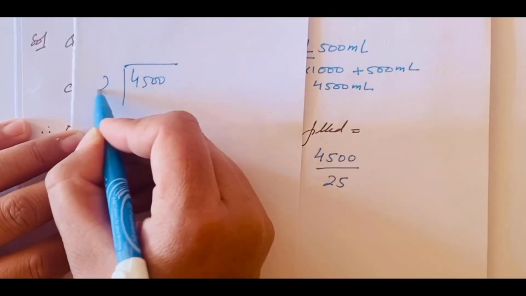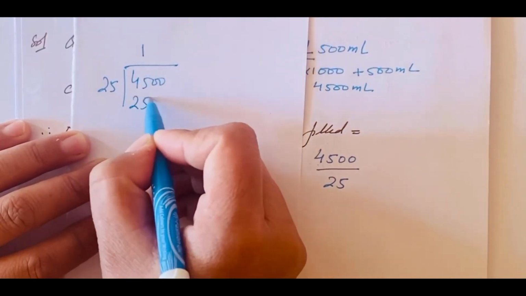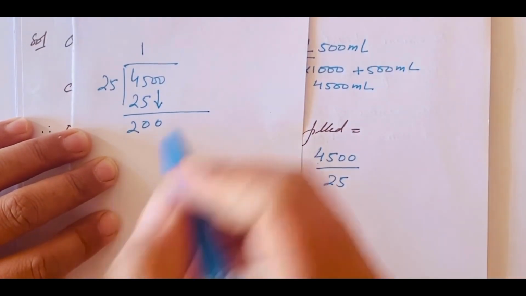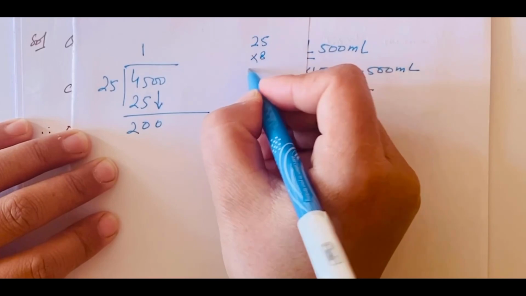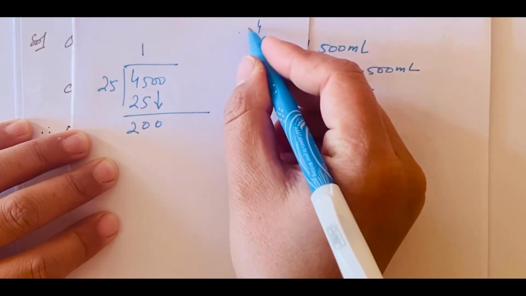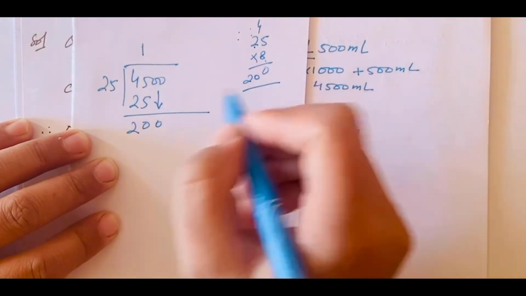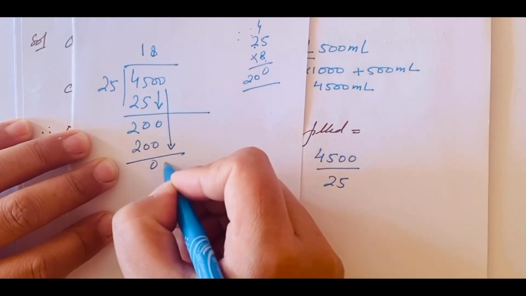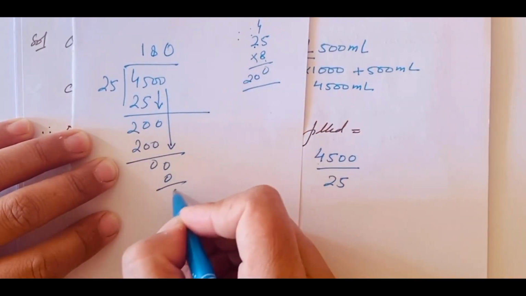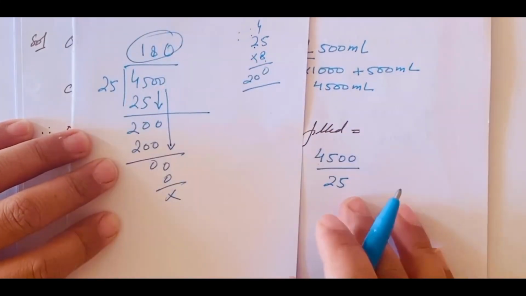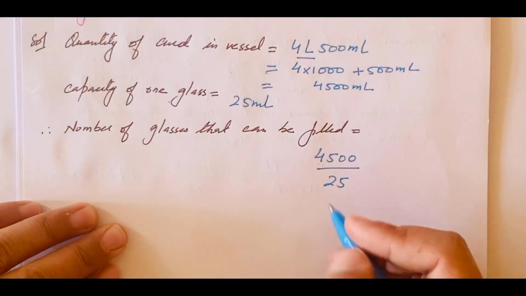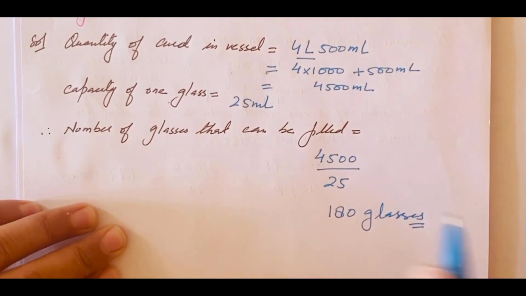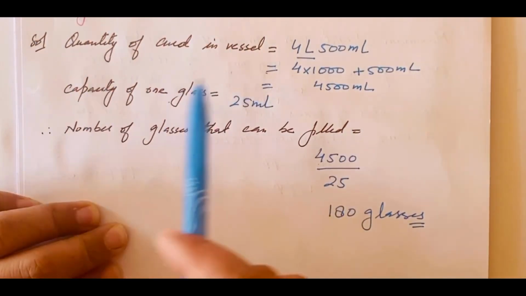4500 divided by 25. 25 ones are 25. You will get 0, 2, 200. So 25 8s are 8 5s are 40, 8 2s are 16, 17, 18, 19, 20. 25 8s are 200. 0. Now 25 zeros are 0. So your answer will be 180. So how many glasses can be filled? 180 glasses can be filled with this quantity of curd.